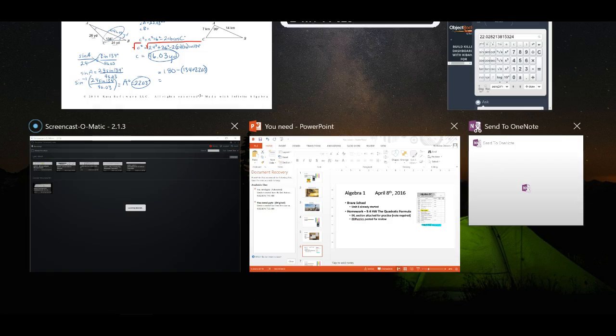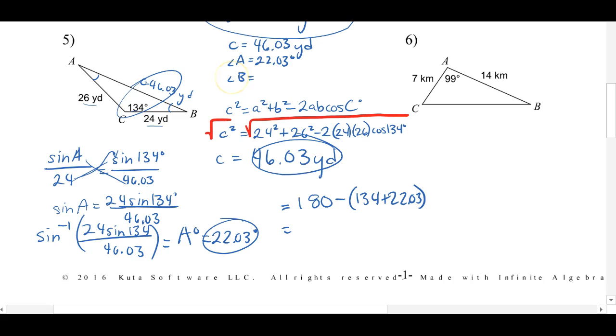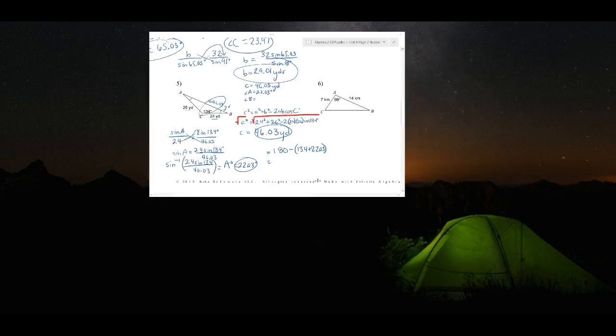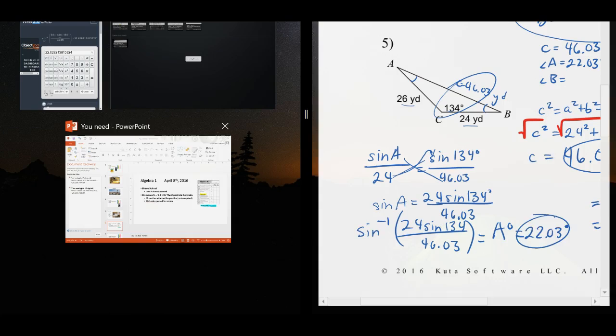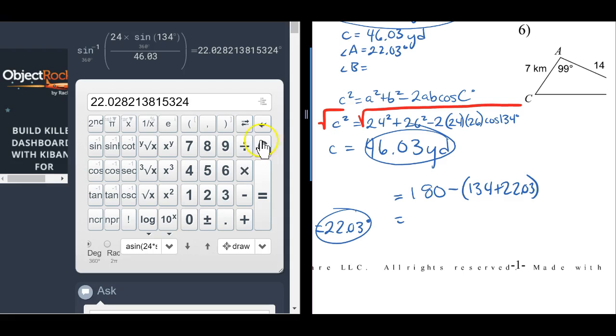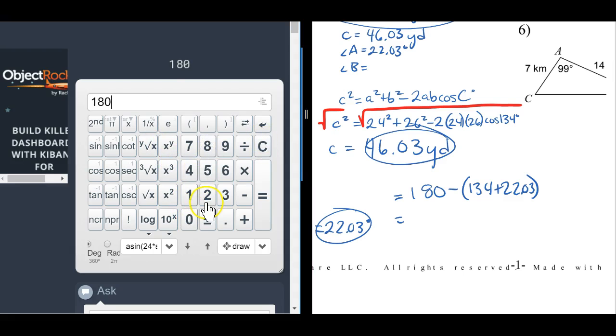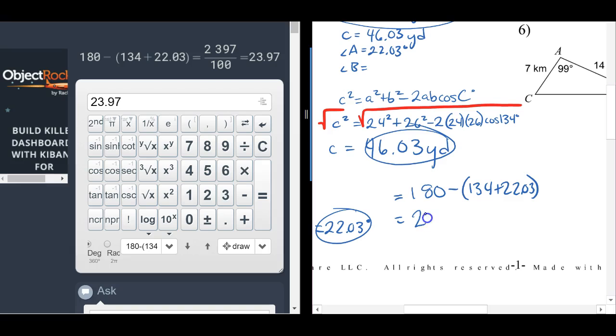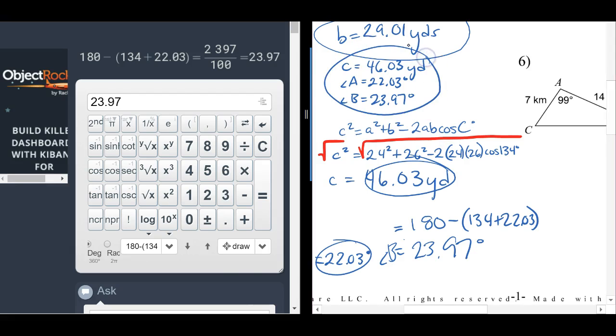So let's bring up the calculator for that one again. Actually, we'll just split the screen, see if we can do that again. Aha, fancy. Go over to what I was working on. Okay, the 180. So 180 minus 134 plus 22.03. And it's 23.97 degrees. There's our angle B. So I'll put that up here, 23.97 degrees. And there's our solution.